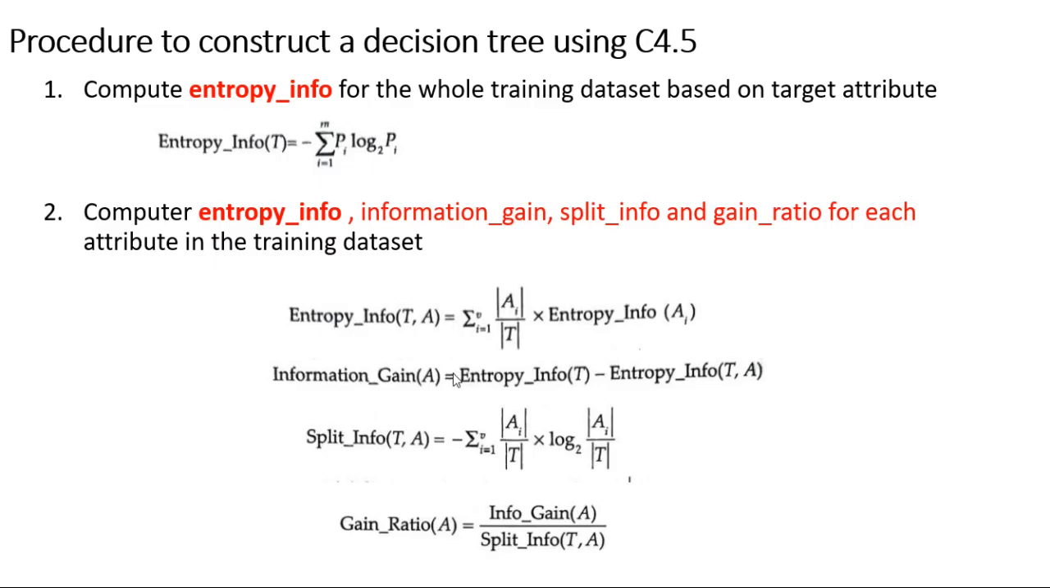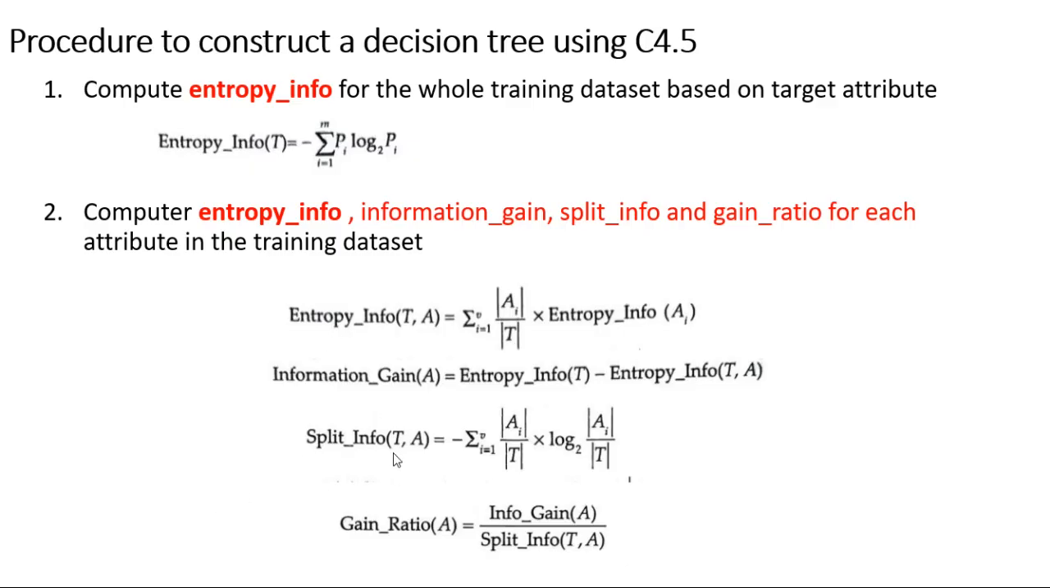Entropy information and information gain remain the same as in ID3. So we find the entropy information for the attribute using this formula. We find the information gain, which is nothing but step 1 minus this one, where we subtract the entropy information of that particular attribute from the entropy information for the entire training data set. That would be the information gain. Split information is summation of Ai by T into log to the base 2 of Ai by T, where Ai is the number of instances belonging to that attribute, divided by T, the number of instances of the entire training data set.